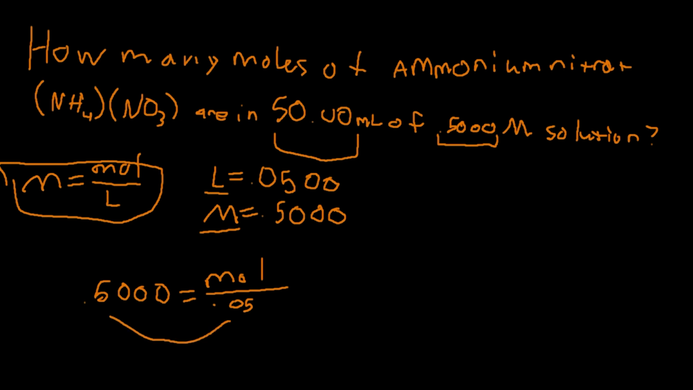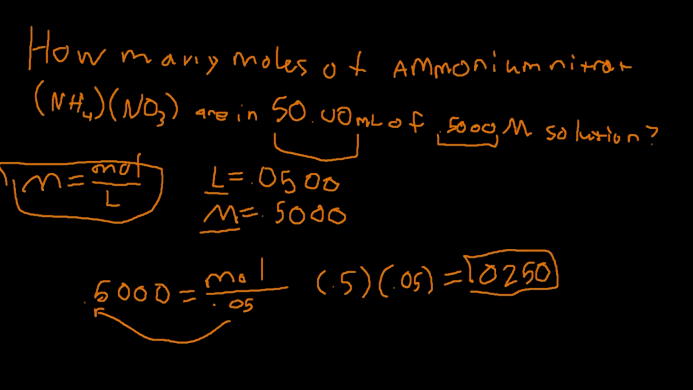So multiply to get rid of the liters, and then scooch that one over. So you end up with 0.5 times 0.05, which ends up being 0.025. Remember 4 sig figs, so we go 0.0250, and that is your answer for that. Pretty simple.